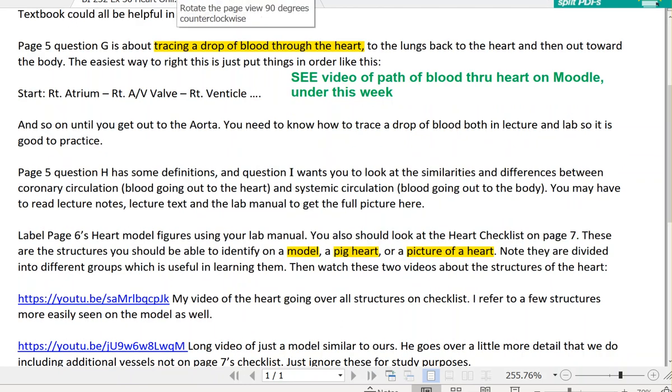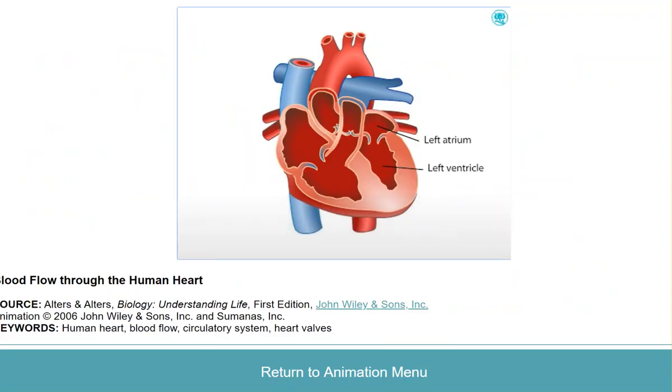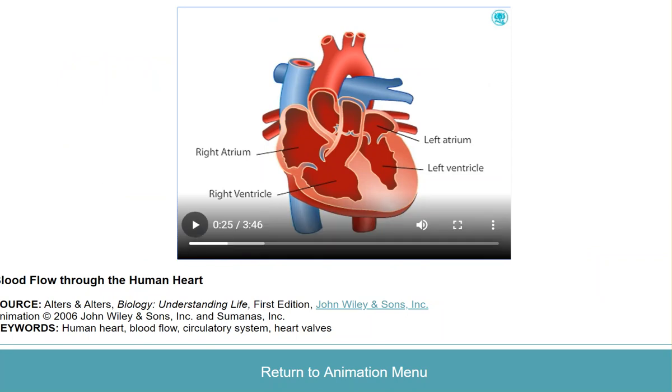The second resource available to you today is a video about tracing a drop of blood through the heart. There's a video under this week's Moodle that does exactly that, and I'll take you there right now. So this is the video of the tracing a drop of blood through the human heart. Two connected chambers, the right atrium and the right ventricle. These two sides, or pumps, of the heart are not directly connected with one another, etc.